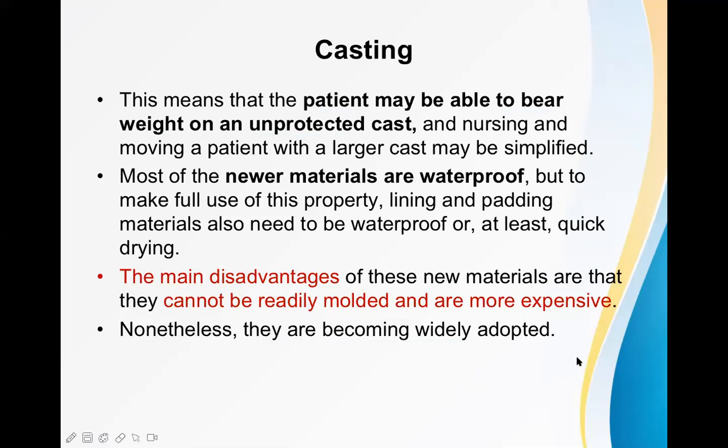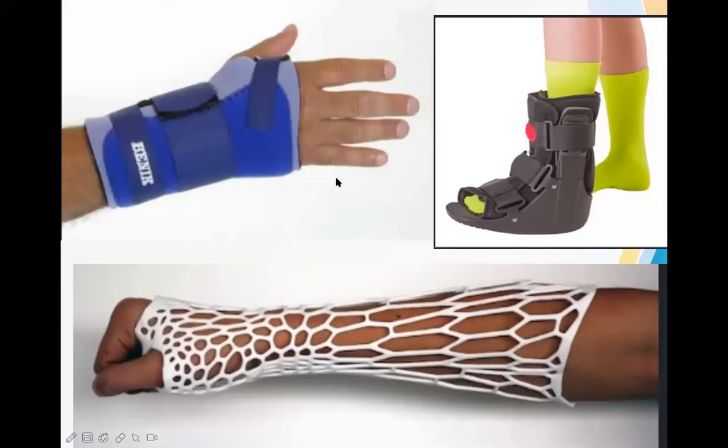See here. Now look at the different examples of these newer types of materials. Now see this. This is not a POP cast. This is not a plaster of Paris cast. This is a different one. See here, this looks exactly like a shoe actually. And this is another type of thing which is made of a synthetic material.